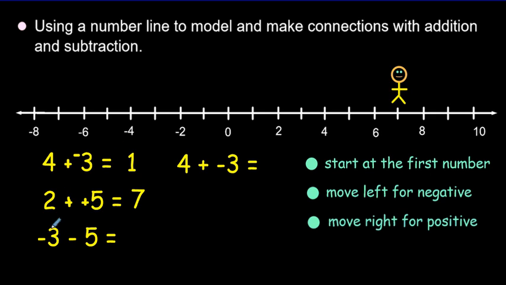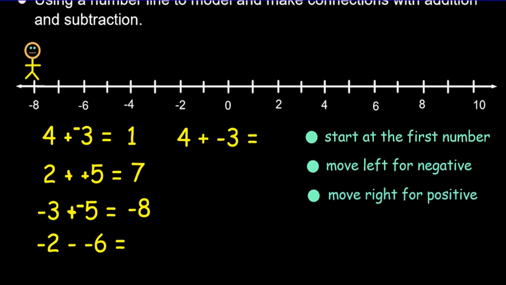Let's try another one. Here we go. Keep the first number the same, change this minus to a plus, and this becomes the opposite. So the opposite of 5 is -5. And now we could say start at -3 and move to the left 5 units. So we go 1, 2, 3, 4, 5, and I get my answer, -8.